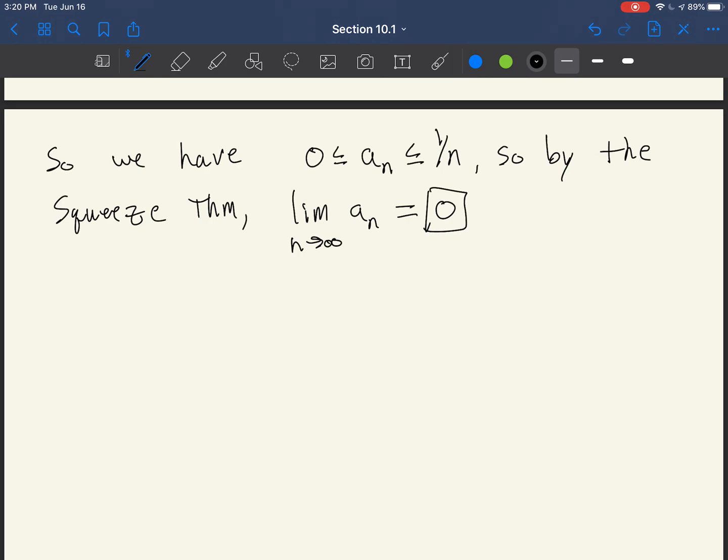Okay. We're going to do a few definitions, and then one more example. So, definition.